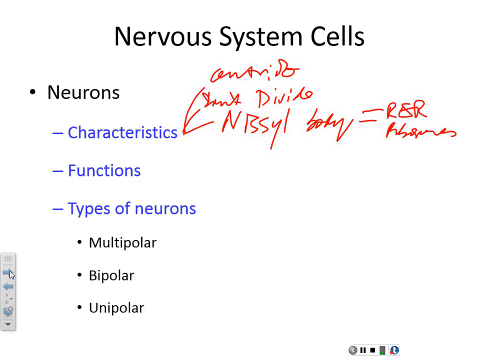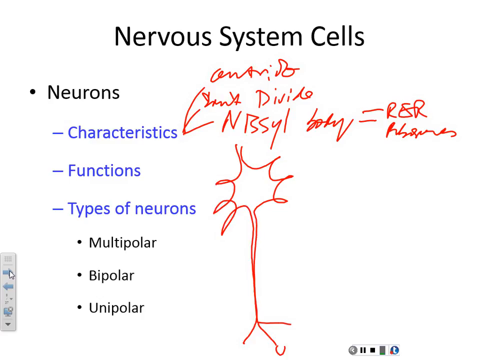Okay, and this is pretty much, there's going to be many of these divisions. Okay, I'm only drawing a few because I don't have a lot of time. Okay, so this part here where the action potential originates, what's it called? The trigger zone or the axon hillock.